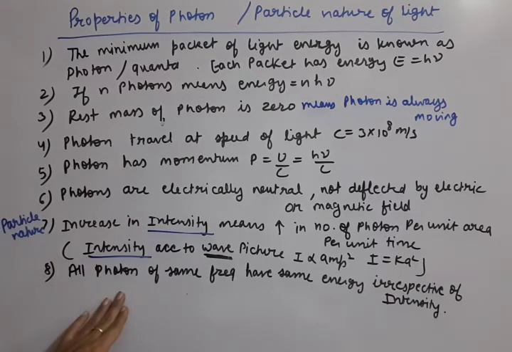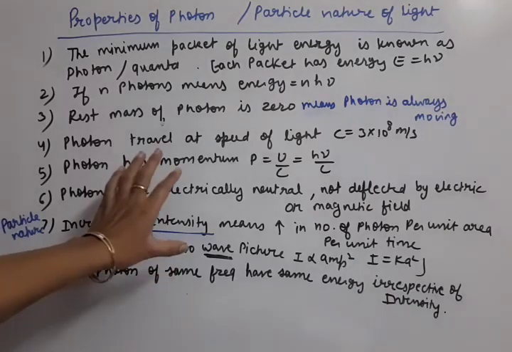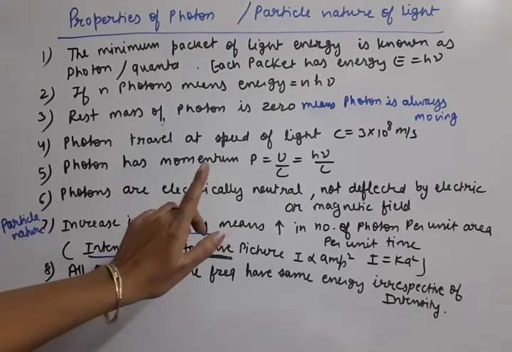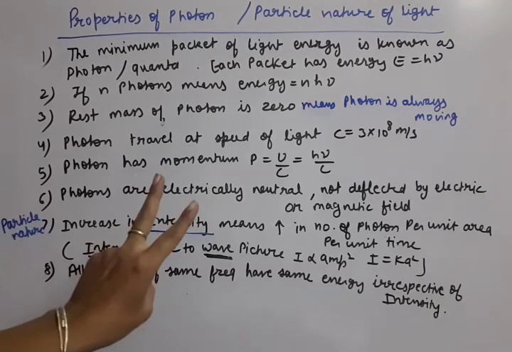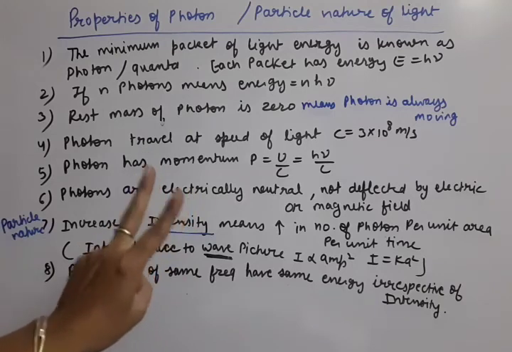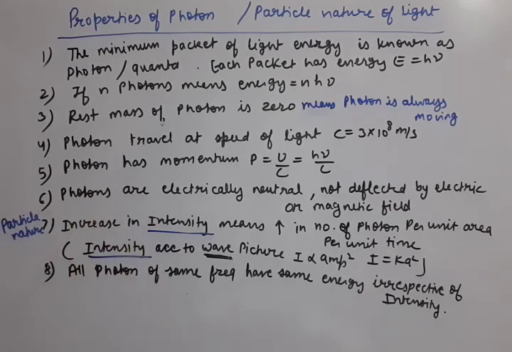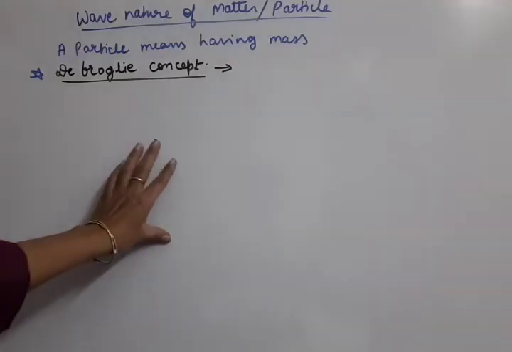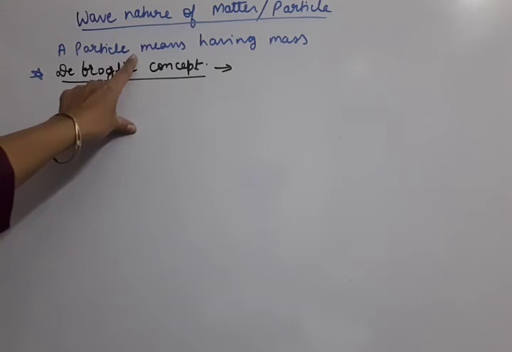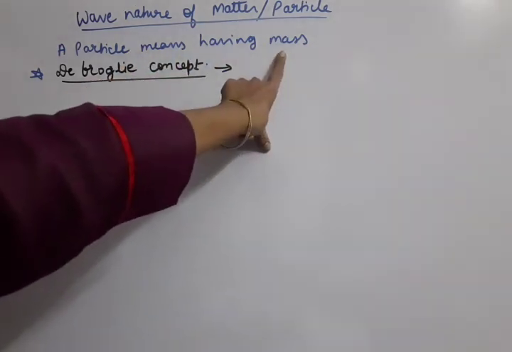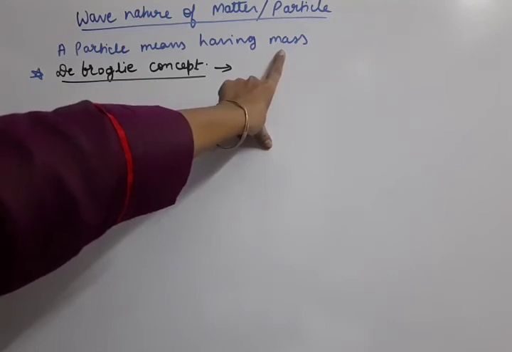Now let us move to the next point. After completely understanding the particle nature of radiation, now we are coming to the second part of this unit, that is the wave nature of a particle or matter. So now let us discuss matter, or a particle. See, a particle is an object which has mass. The existence of a particle means it has mass.